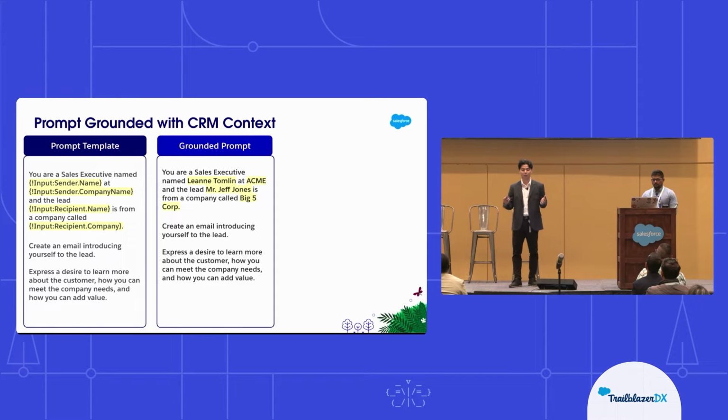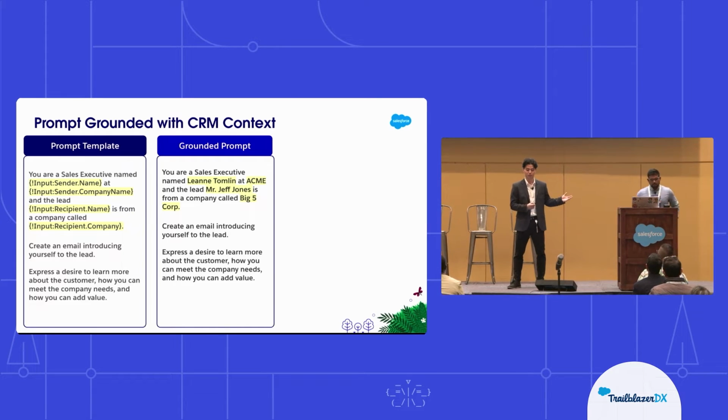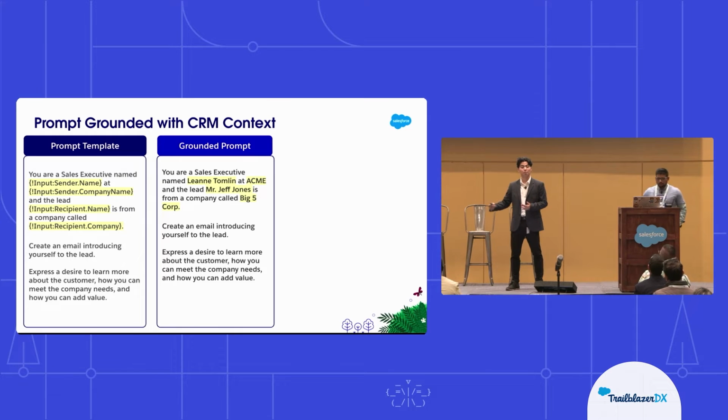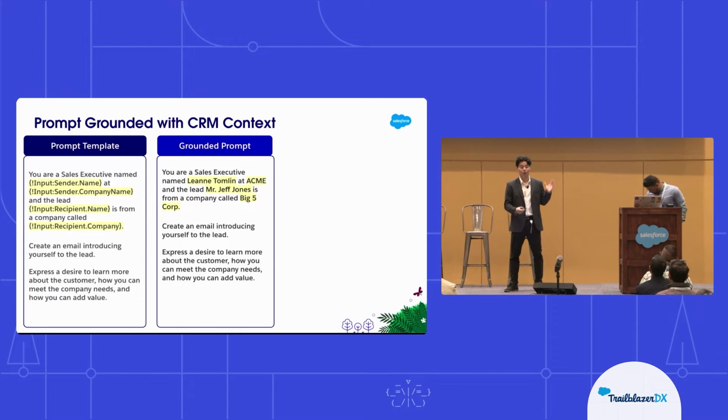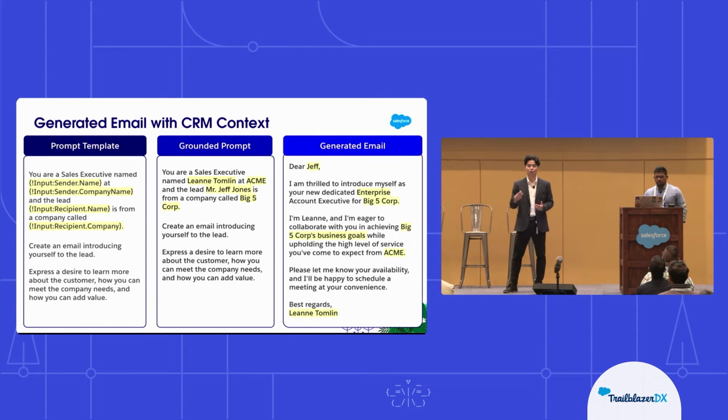For example, if we were writing as sales agent Leanne Tomlin, who works at Acme, and she's writing to Mr. Jeff Jones, who works at Big Five Corp, at runtime, this would be our grounded prompt, filling in the merge fields, and with all of that data, we see that we get a much richer email. It's more relevant, it calls out key information from both parties, and our sales agent, Leanne, would have to do minimal edits to then send this email.